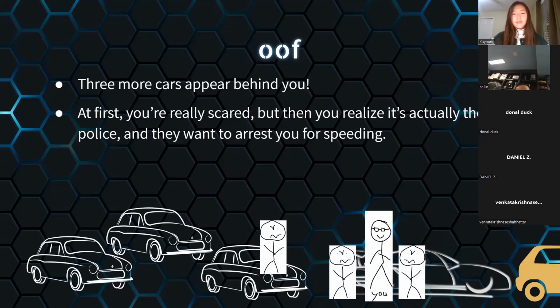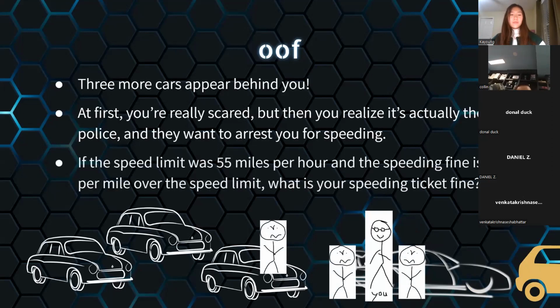You went too fast. So if the speed limit was 55 miles per hour and the speeding fine is $15 per mile over the speed limit, what is your speeding ticket fine? This is just simple math. But how fast were you driving again? Do you guys remember? 90 miles per hour. Yeah, so you're driving at 90.